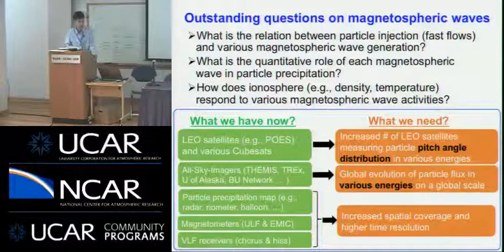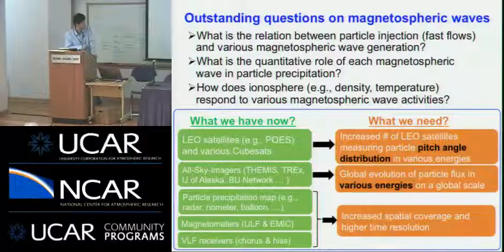For example, how the particle injection from the tail is going to interact with the wave intensification. Waves are going to make huge intensification, like in the example you saw earlier. So we need to have at least two-dimensional capability to see how dynamically the magnetosphere is evolving. And also with such measurements, we should be able to specify quantitatively how each magnetospheric wave mode is changing and how the precipitation is changing and dumping energy into the ionosphere. That's the third bullet.